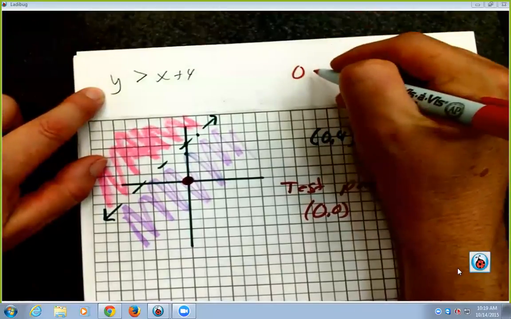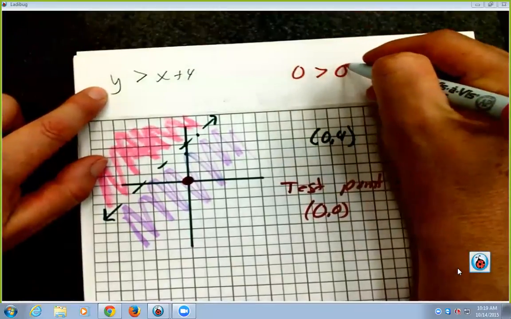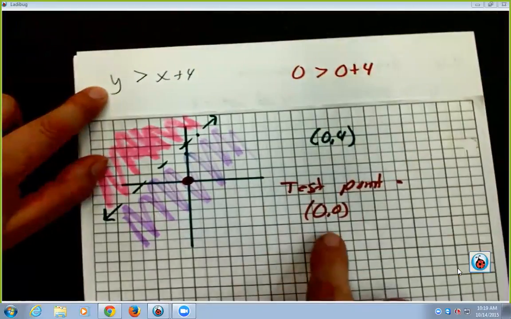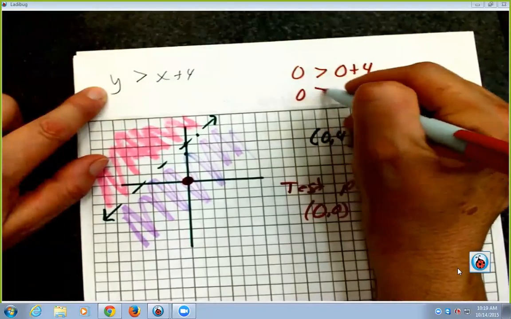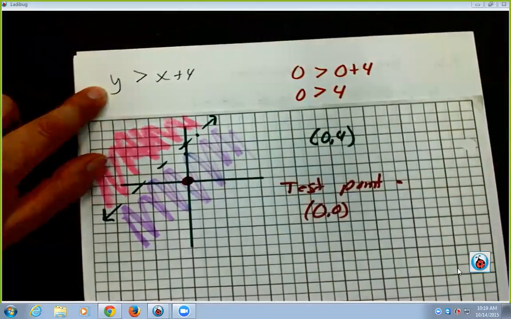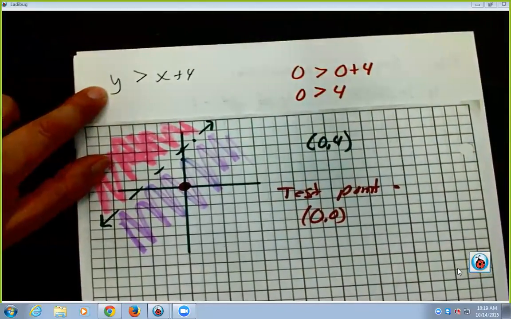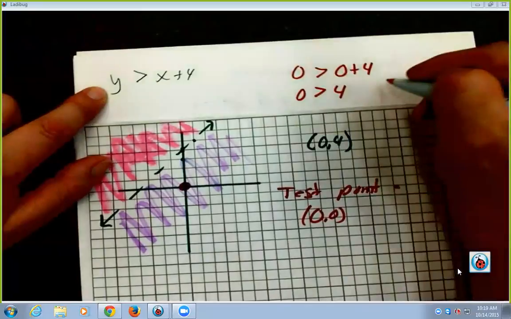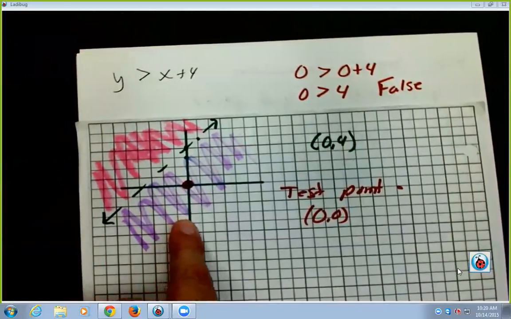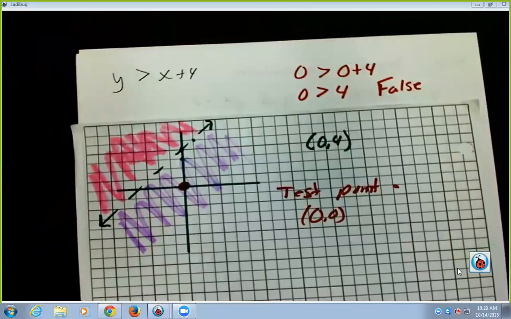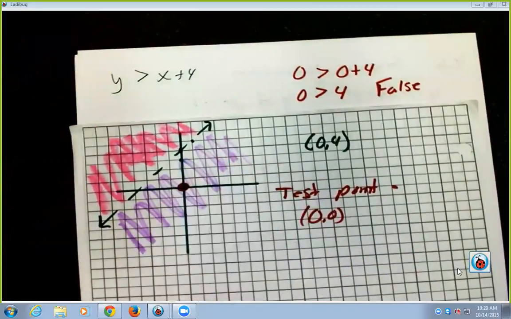So, is 0 greater than 0 plus 4? So 0 replaced y and 0 replaced x. Is 0 greater than 4? What will all of you say? No, no way, right? This is false. So I would not pick the purple side, okay? So don't pick the purple side. So this side is not the right side to shade.